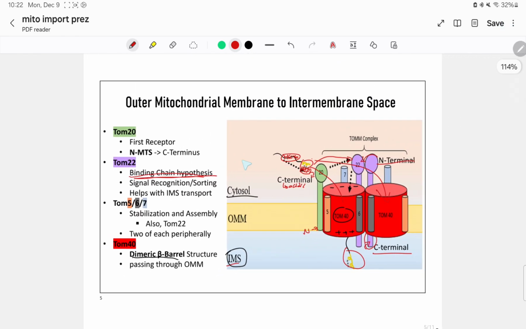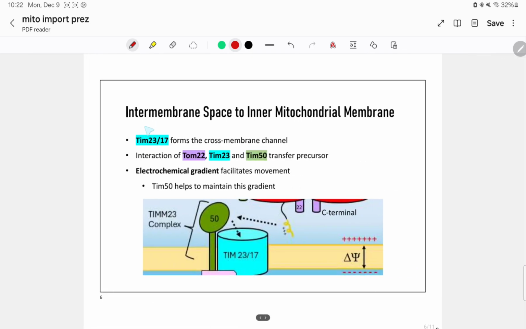All right, so that's how we move this protein from the outer membrane to the intermembrane space. What happens when we're in the intermembrane space and now we want to go to the inner mitochondrial membrane? We want to pass through that inner mitochondrial membrane. Well, in this case, there's a whole new complex that we come across. We come across the TIM23 complex, okay?